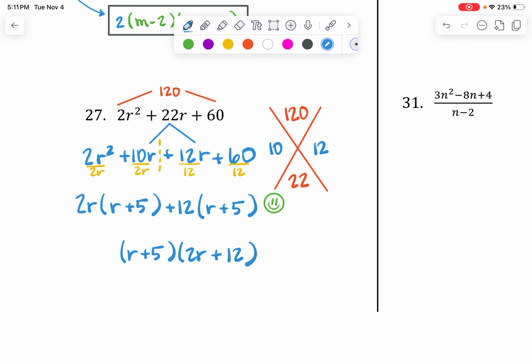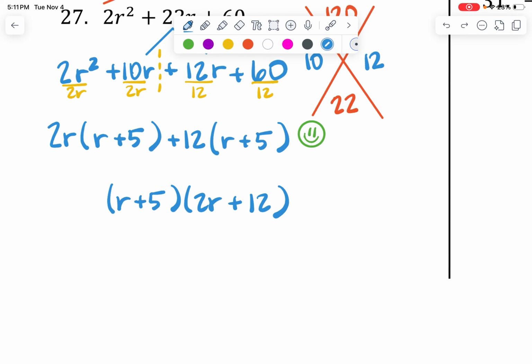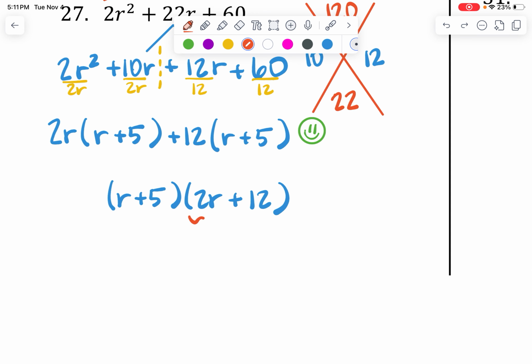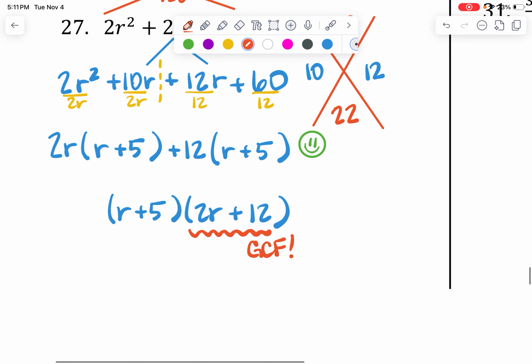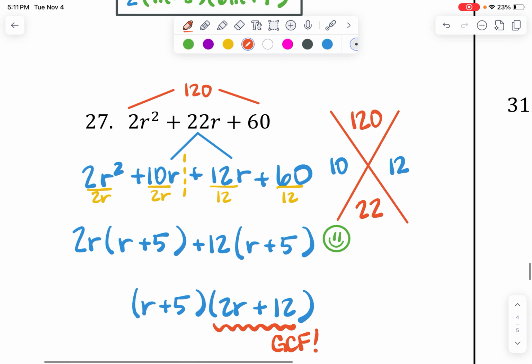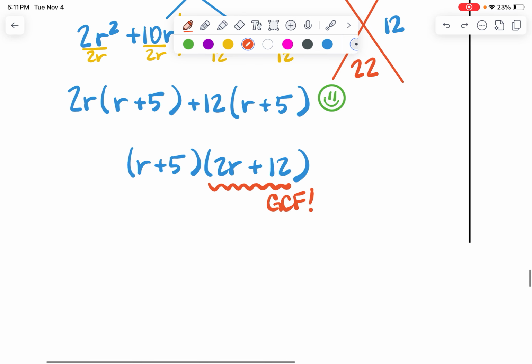Now, this is what I was talking about, right? I'm not going to box this up as my final answer because something should catch your eye, and this should catch your eye right here, that one of your parentheses has a GCF still, which means, oh yeah, I didn't take the 2 out at the beginning that I noticed now, right? So I'm going to catch it at the end, and I'm clearly going to take the 2 out.